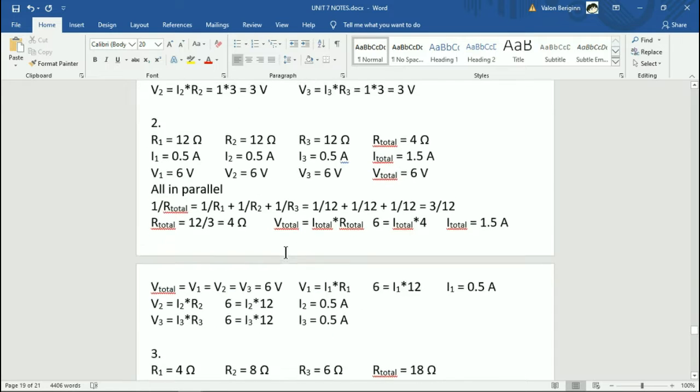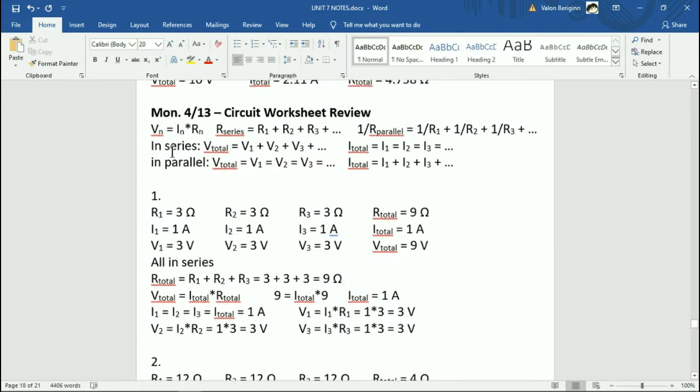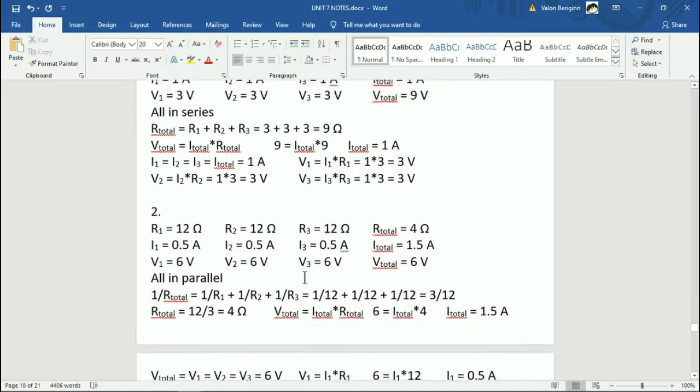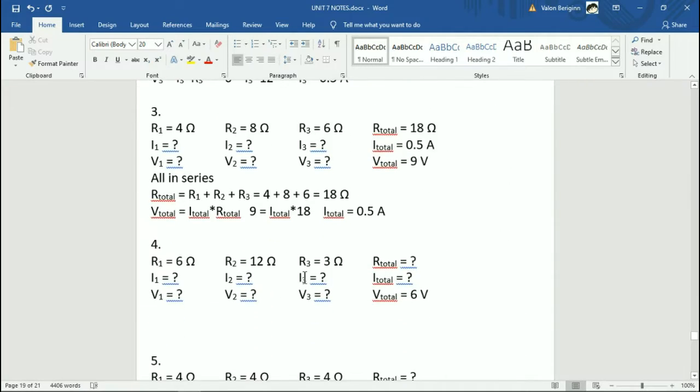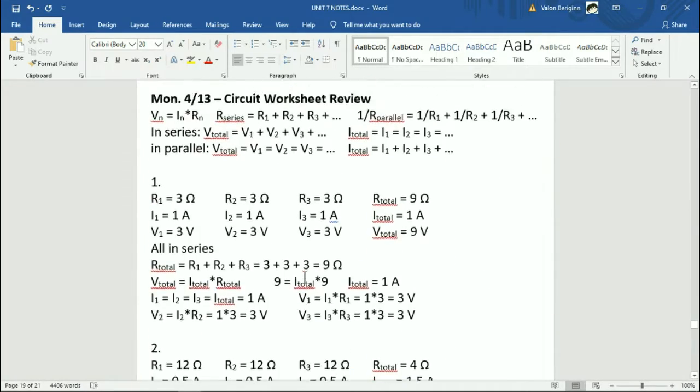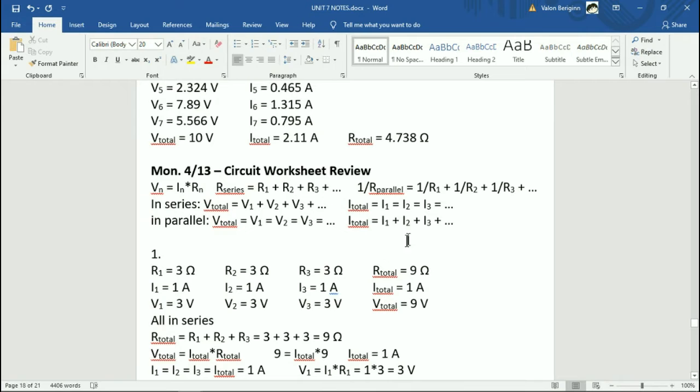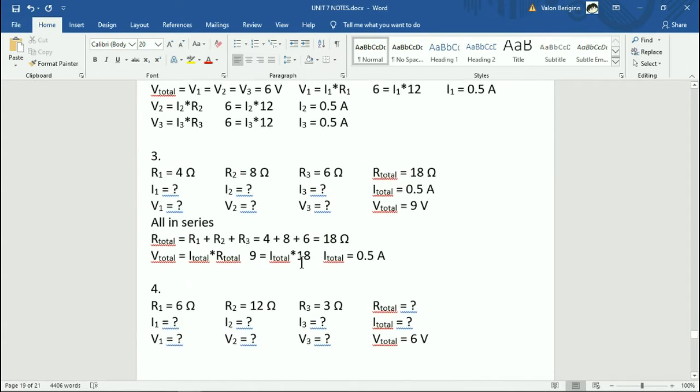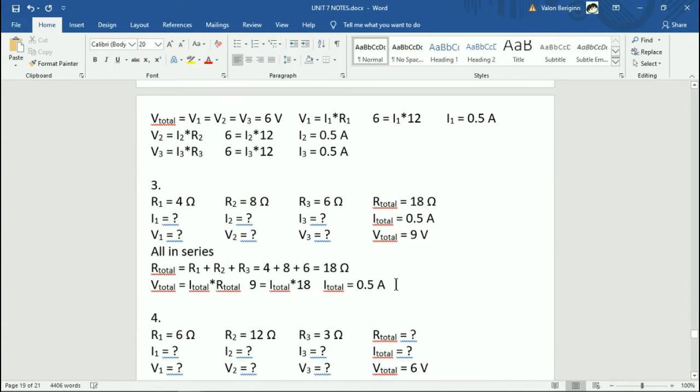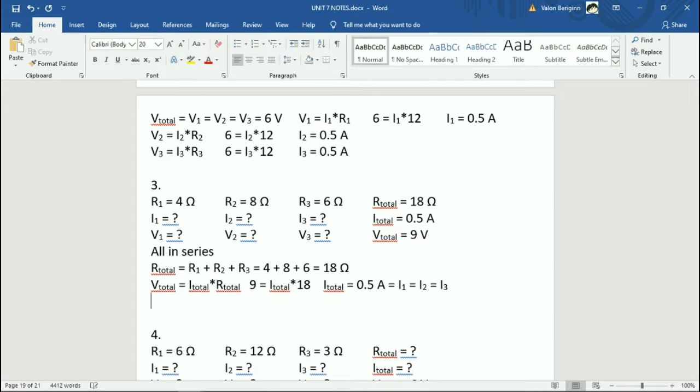Okay, and again, they're all in series. So if they're all in series, then the voltages are equal. Wait, no, they're not. The voltages are adding. The currents are equal. Yeah, they're all in series. The currents are equal. Therefore, that equals I1, which equals I2, which equals I3. So all the currents are going to be 0.5.